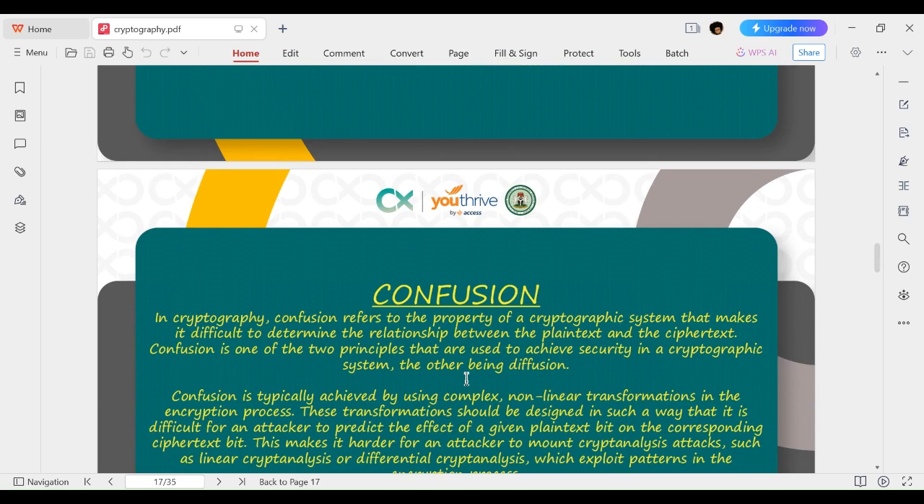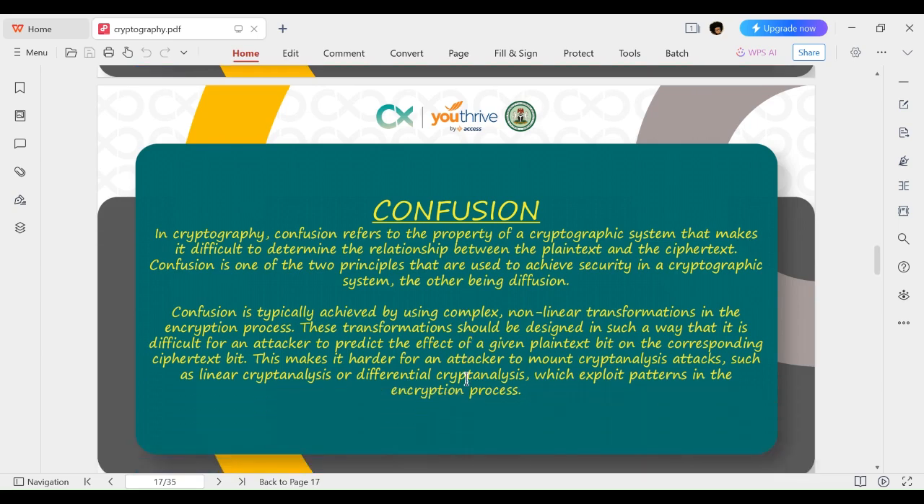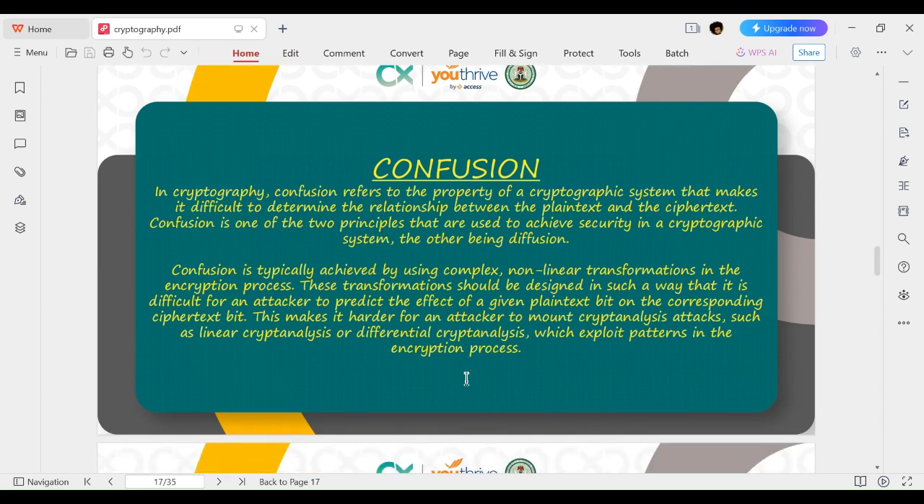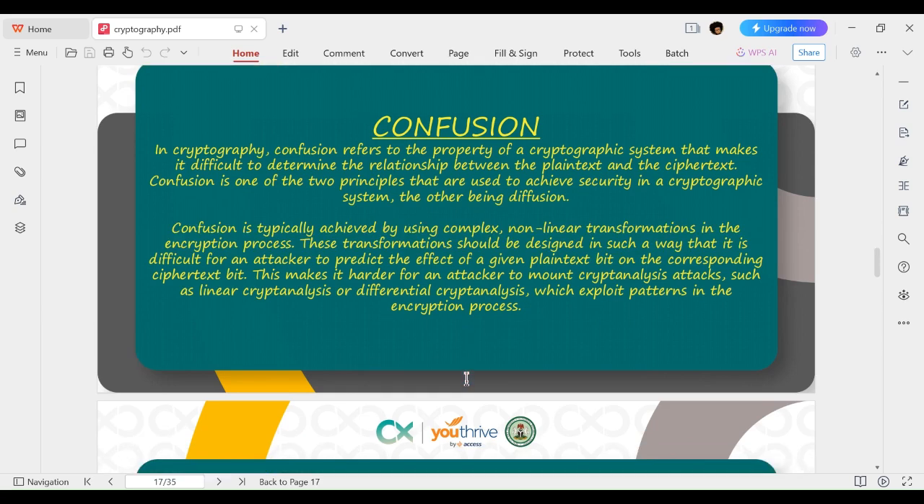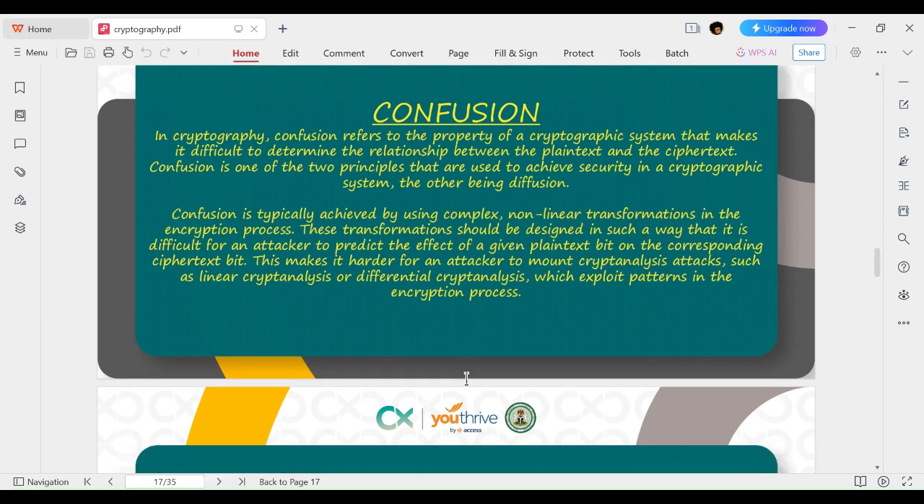The next topic we're going to consider in cryptographic maths is confusion. In cryptography, confusion refers to the property of a cryptographic system that makes it difficult to determine the relationship between the plain text and the ciphertext. Confusion is one of the two principles that are used to achieve security in a cryptographic system, the other being diffusion.